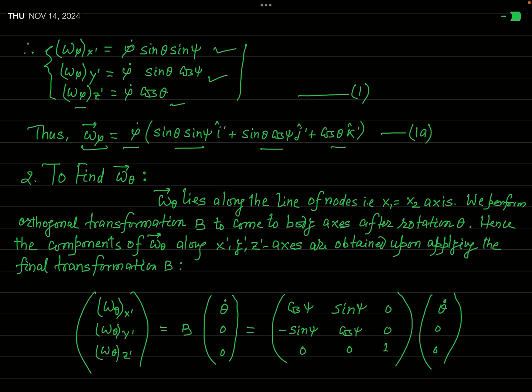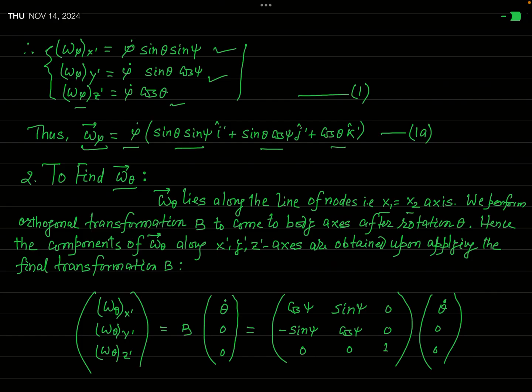Now we will find all three components of omega theta. Can you remember what this theta is? Theta is the second Euler angle, and this is actually the angle of rotation about the nodal line or line of nodes. When you say line of nodes, that means the x1 equal to x2 axis.